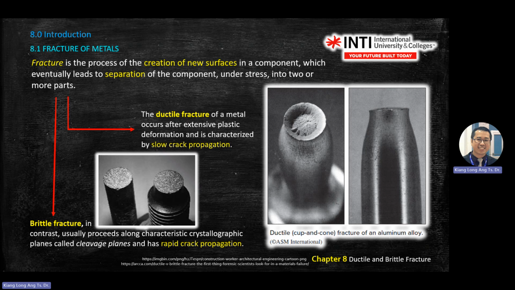So the keyword, if the question asks you to differentiate between ductile fracture and brittle fracture, is slow crack propagation for ductile, and rapid crack propagation for brittle fracture. So put this discussion in your lab report. Put this keyword and then discuss how the object behaves when you add stress to the ends of the sample. Okay.